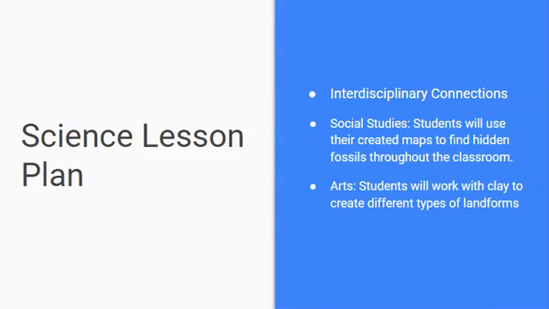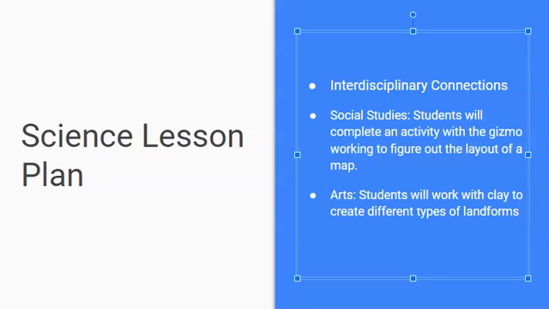Next, the science lesson plan that I created. The interdisciplinary connections include social studies, where students will use their created maps to find... Oh, that's wrong. This lesson connects with social studies, where students will complete an activity with the gizmo. It's a rotating map gizmo, working to figure out the layout of a map. And with the arts, students will work with clay to create different types of landforms.